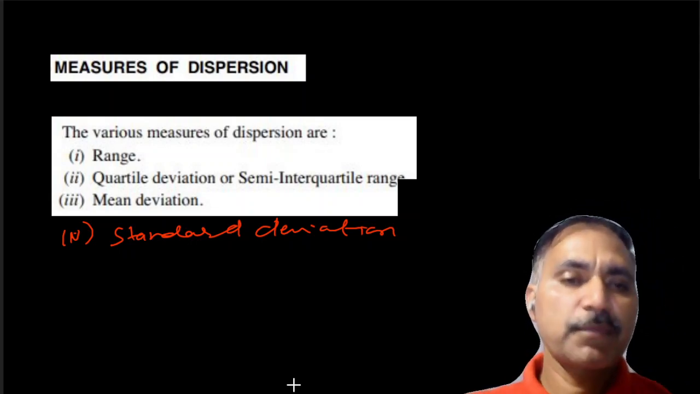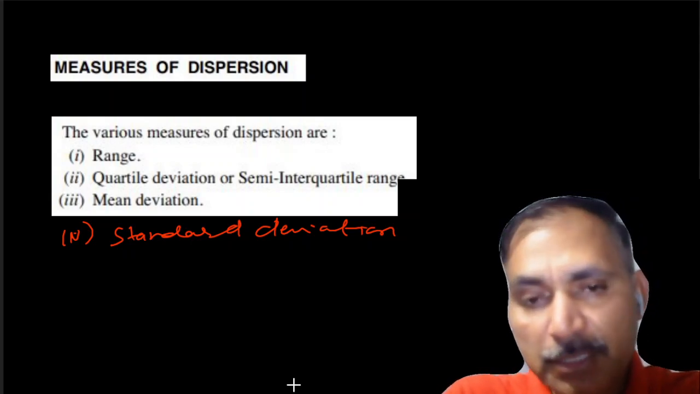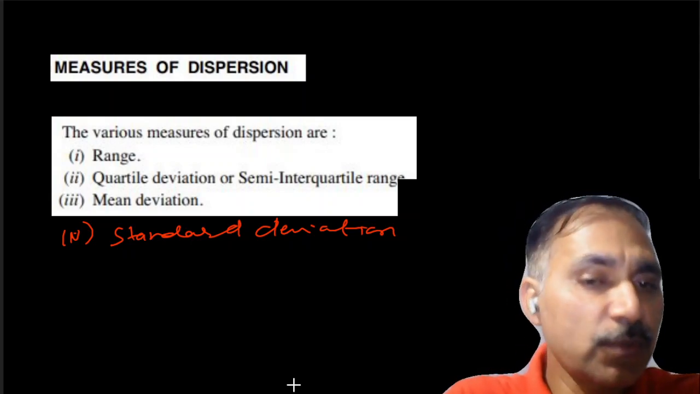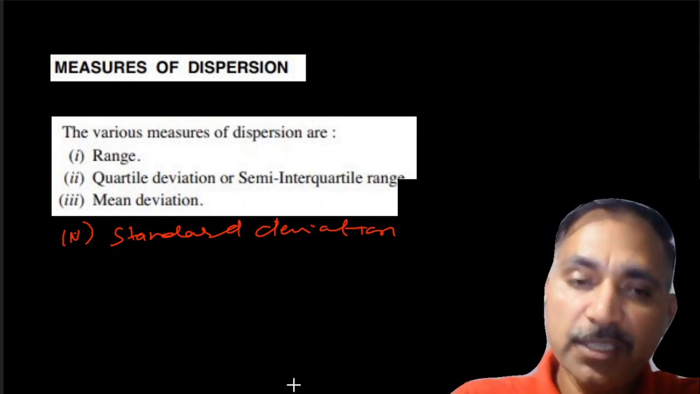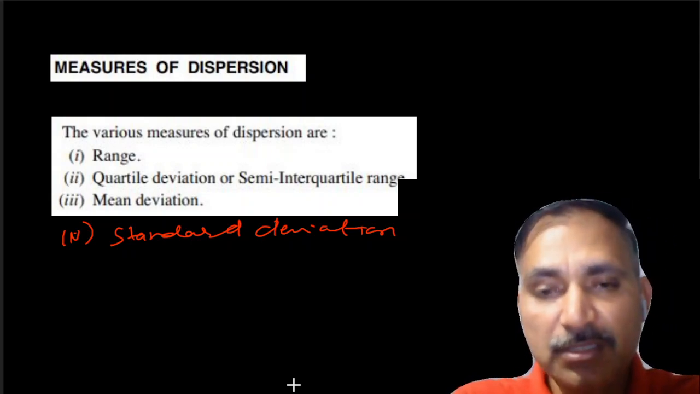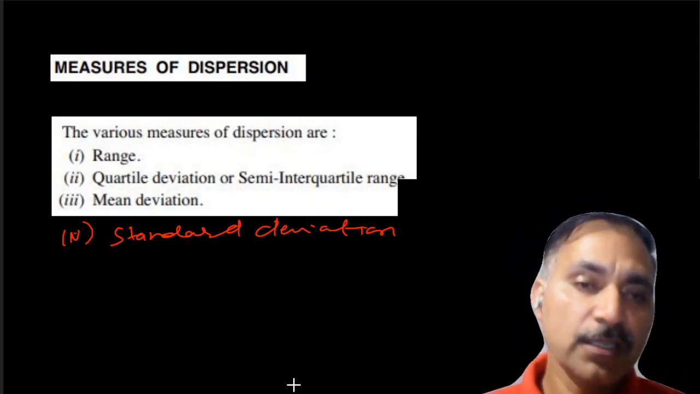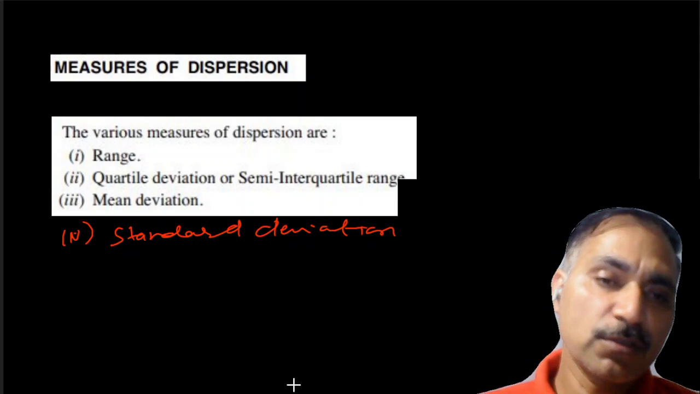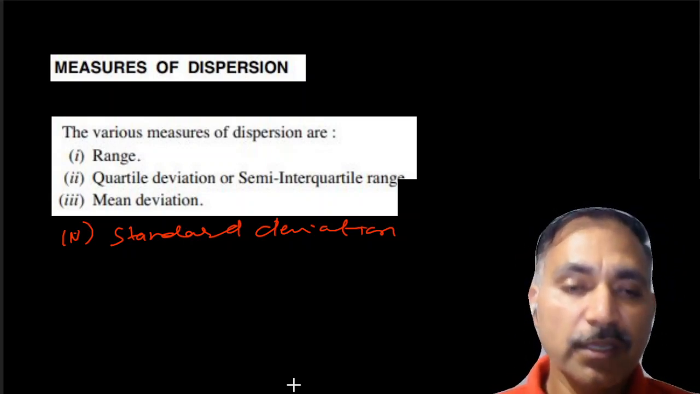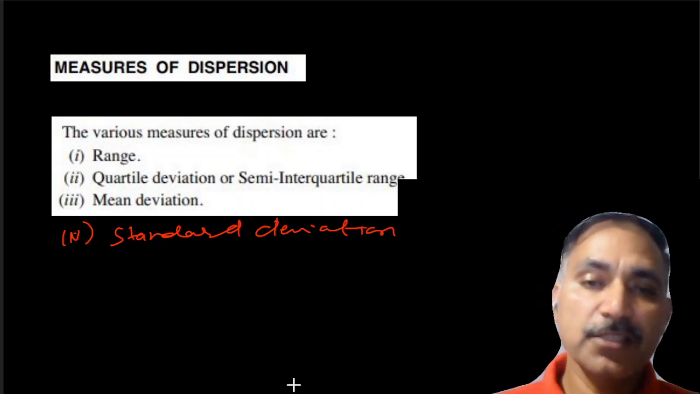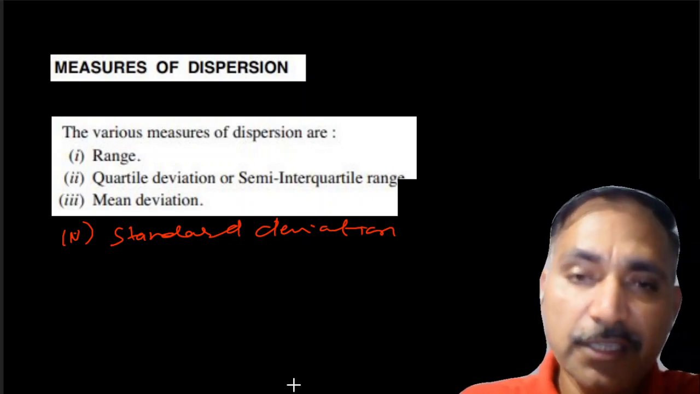In the last lecture, we have done the various measure of dispersions, that is a range, quartile deviation, we call that as a semi-interquartile range, mean deviation, and standard deviation. Now we will be having examples based on the range, how to find out the range, how to find out the mean deviation, quartile deviation, and standard deviation. So let us start with the first thing, that is the range.